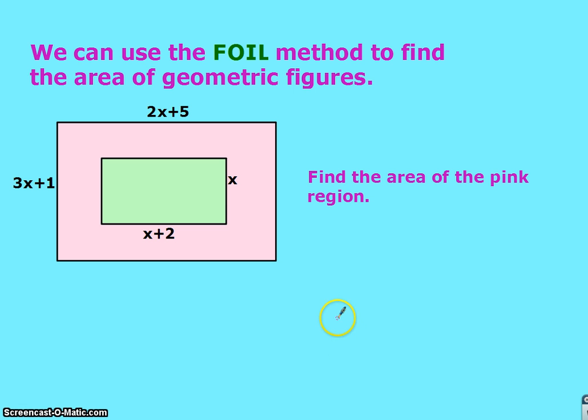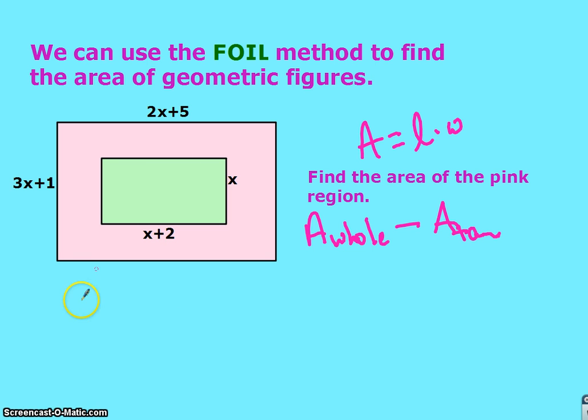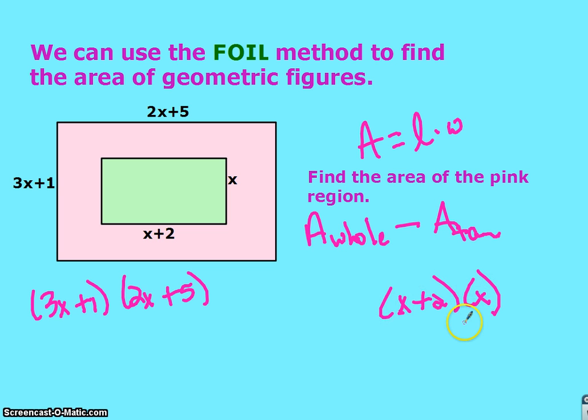Okay, we can use FOIL or distribution to find the area, and this is more the way they're going to present it to you on the end of course. They want the area of the pink region. So what you have to do is find the area of the whole thing minus the area of the tan part. Remember, the area is equal to length times width when it's a rectangle. So for the whole thing, it's 3x plus 1 times 2x plus 5. And for the small one, it's x plus 2 and x.